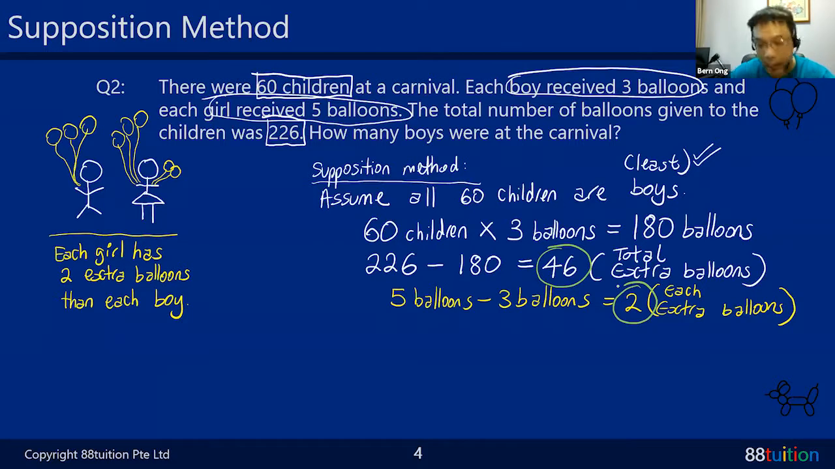So how many girls are there? You take 46 divided by 2. That will give you 23. There are 23 girls. There are 23 girls in the group.